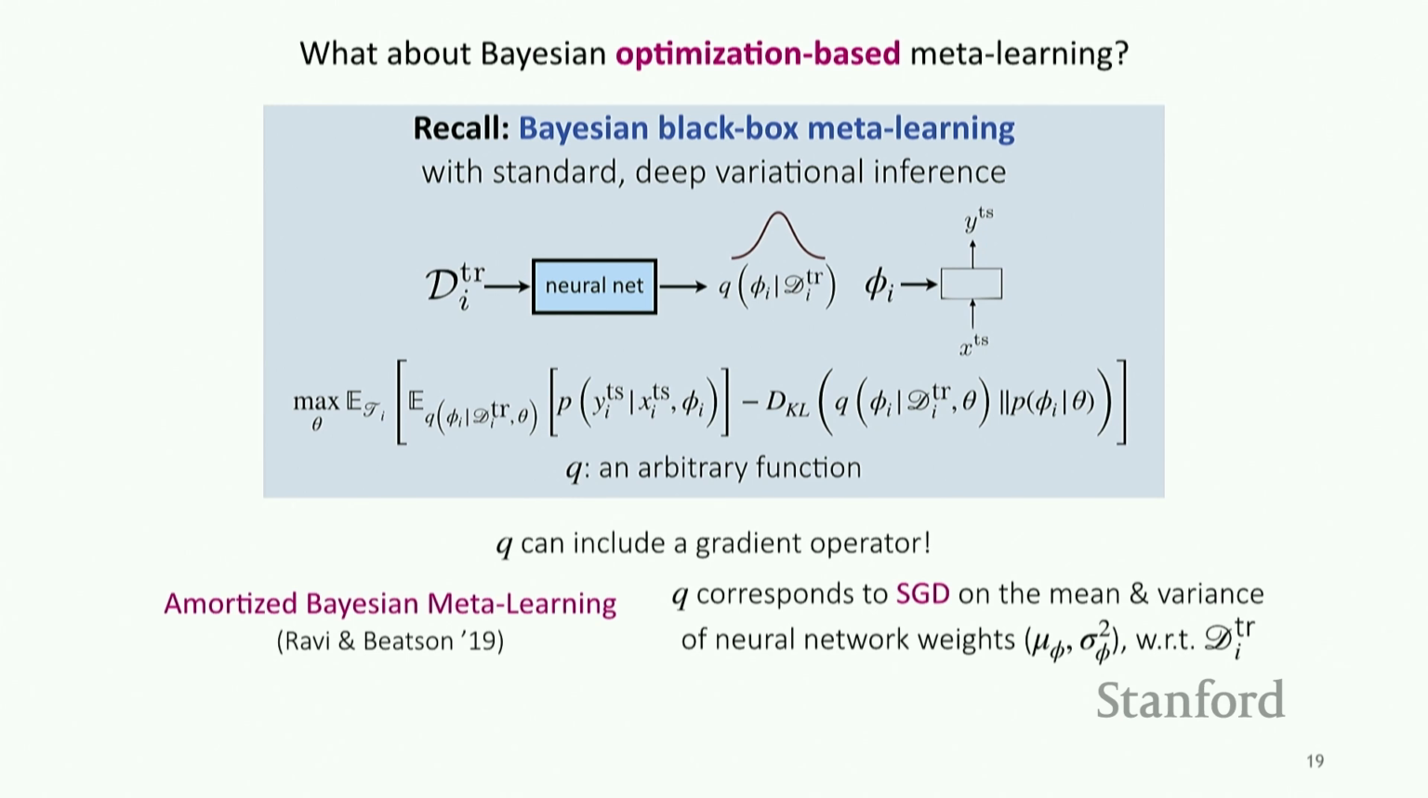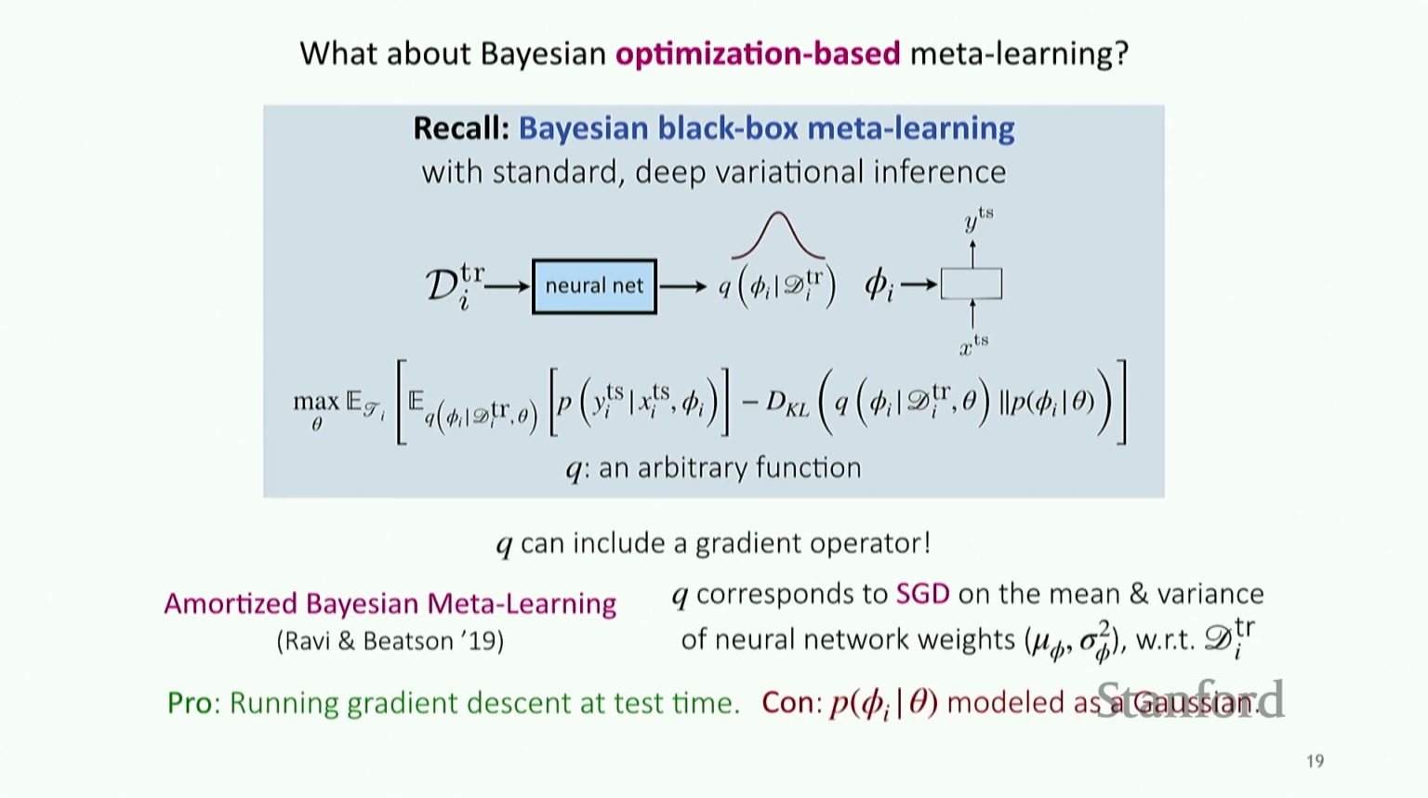Okay, so the benefit of this approach is that you're running gradient descent at test time, and so we get an optimization-based meta-learning approach by basically stuffing gradient descent into your inference network. And it's also quite simple.